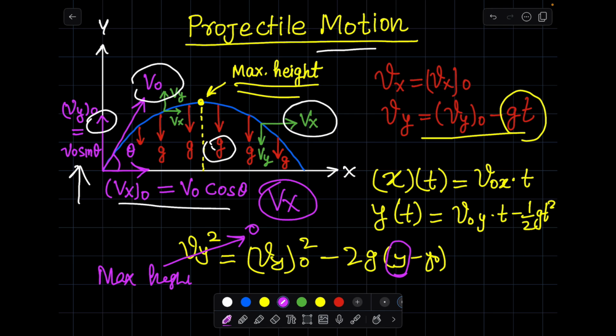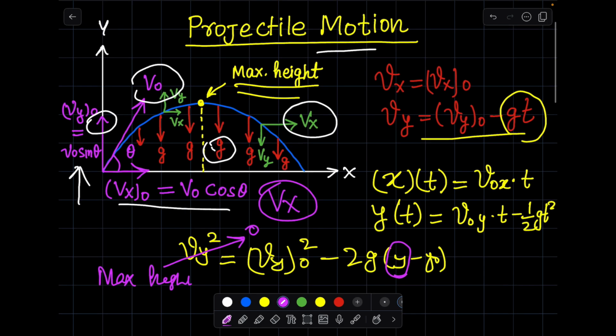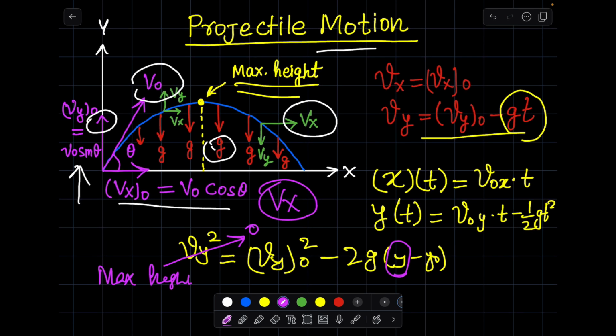So to wrap it up, here are the key takeaways from this lecture. Projectile motion is a combination of horizontal and vertical motion. The horizontal velocity remains constant throughout the flight, and the vertical motion is influenced by gravity, which causes the object to accelerate in the downward direction.